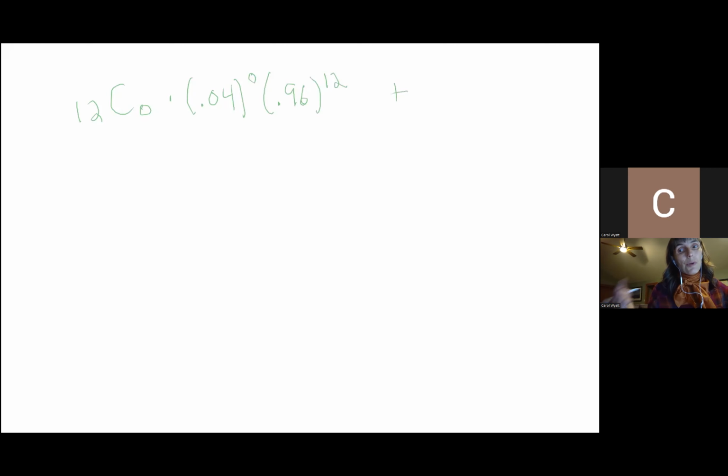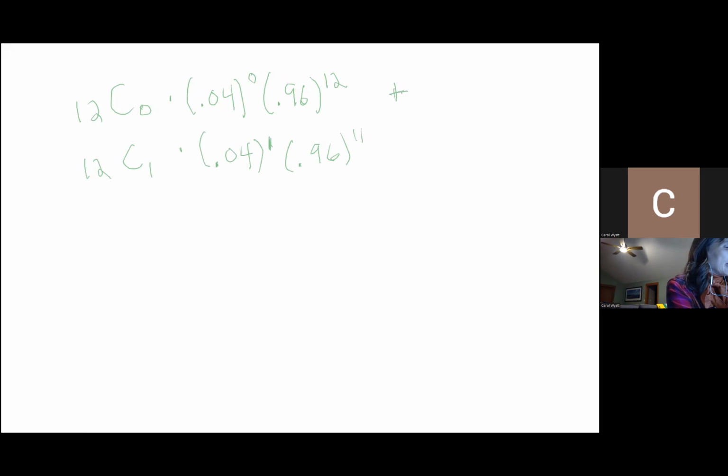All right, so we would have 12 years, choose 0 tornado years. So there's no tornado years, times the probability of getting a tornado raised to the 0 power, times the probability of not getting a tornado for all 12 years. That's the probability of getting 0 tornadoes in 12 years. Plus 1 year, because we want fewer than 2, so that's 0 and 1. 12 years, choose 1 tornado, 0.96 to the 11th. One year we have a tornado, 11 we don't.